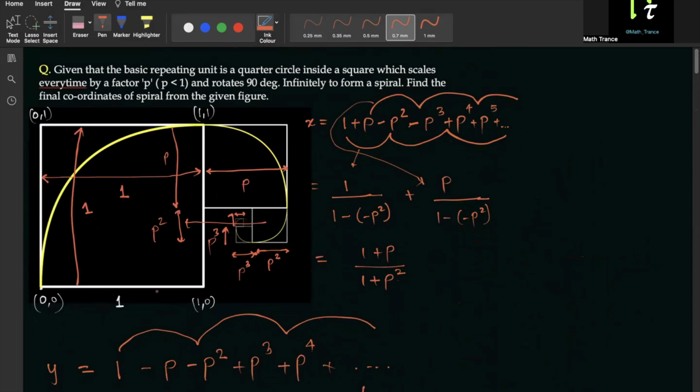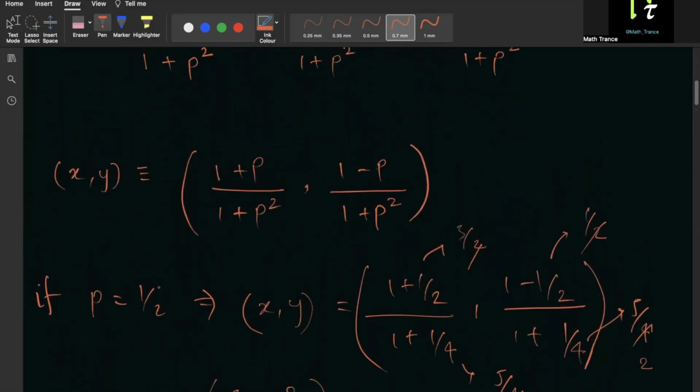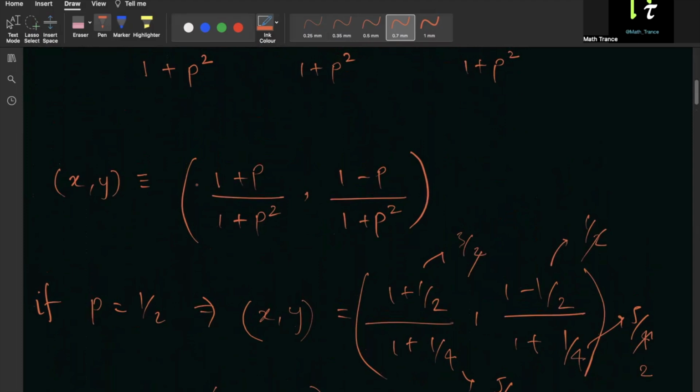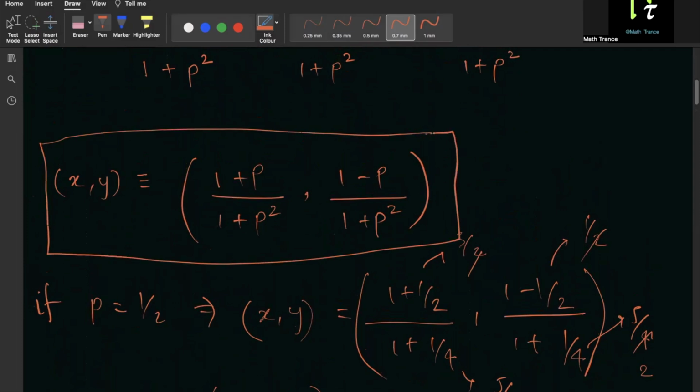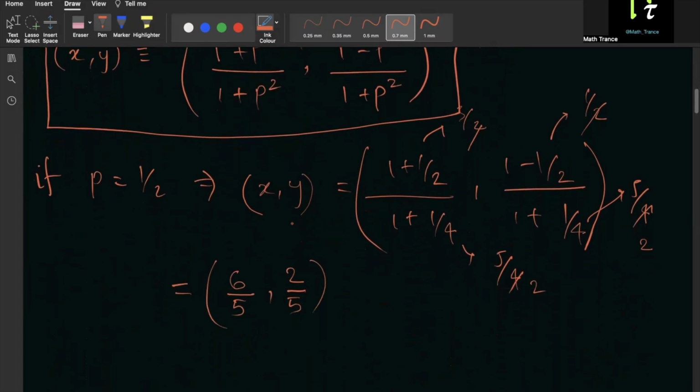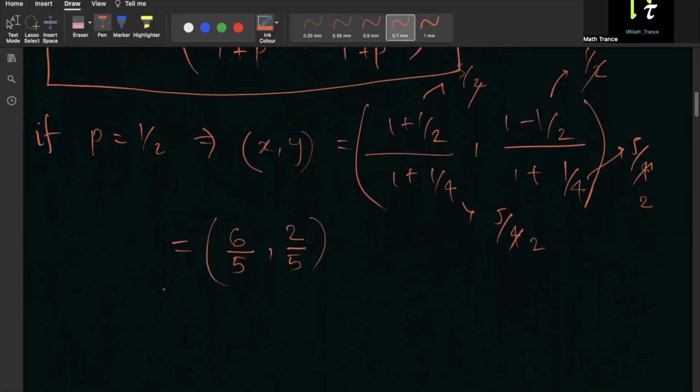So the final answer for this question is 1 plus p upon 1 plus p square, comma 1 minus p upon 1 plus p square. And we have also solved it for p equals half, which turns out to be 6 by 5 comma 2 by 5.